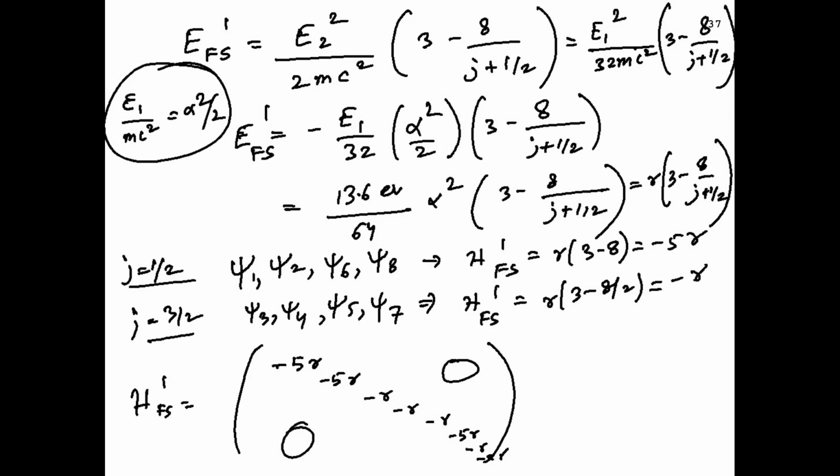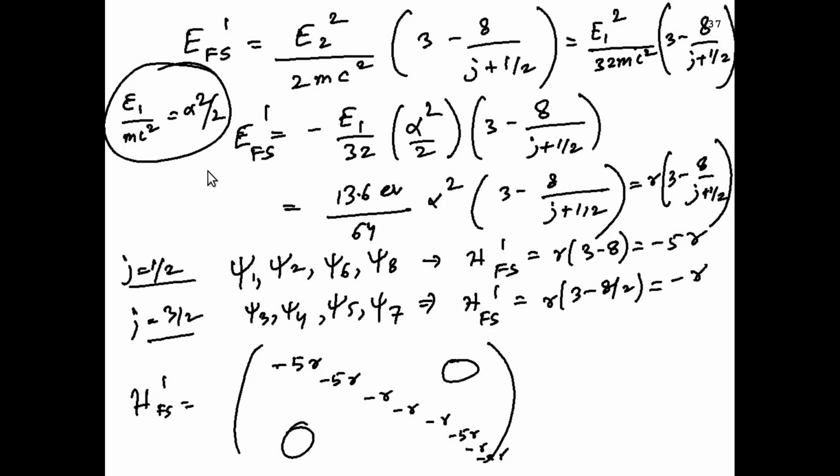Now let's look at the fine structure term. If I compute the fine structure part and sandwich it between these two states, I simply get E_FS equals E2 squared over 2mc squared times (3 minus 8 over (j plus 1/2)). Now we know that E2 squared and E1 can be related, so I can replace this formula and write it in this form. Again I plug in the numbers, and following Griffiths' notation I write it as gamma times (3 minus 8 over (j plus 1/2)).